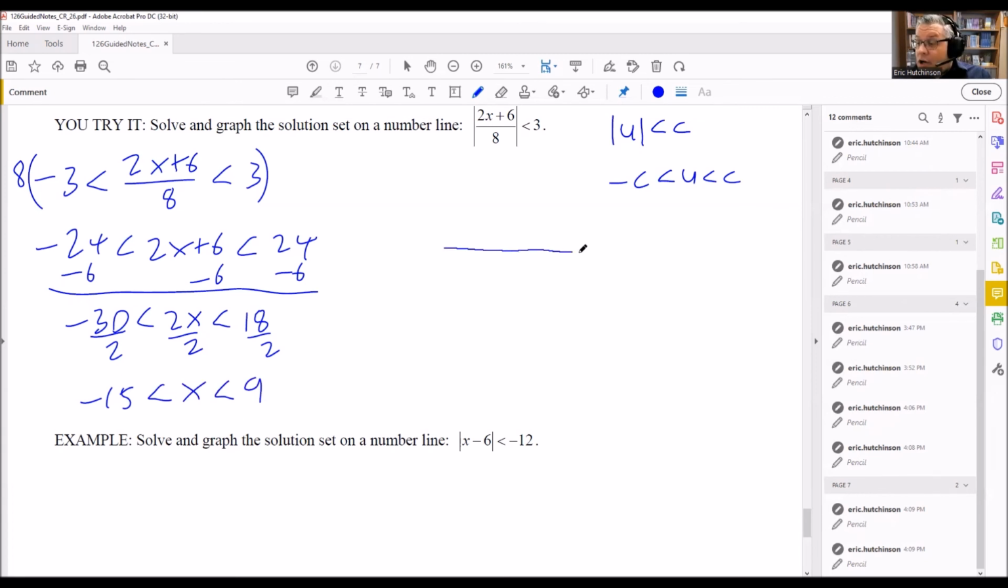If you want to put that on a number line, we have negative 15 and we have 9. Both of these are going to have open circles because there's no equals underneath. And your answer for x is greater than negative 15, but also less than 9. So essentially your x is between negative 15 and 9. So we're just going to shade everything in between negative 15 and 9 like that. And then as interval notation, you have to put parentheses on both of these because of the open circles.